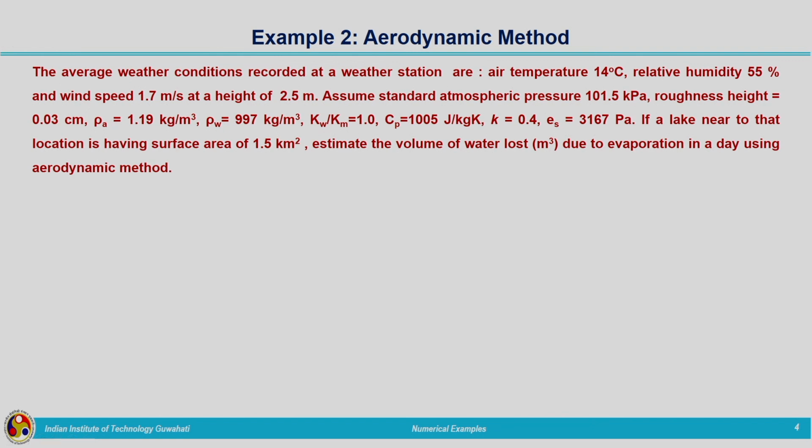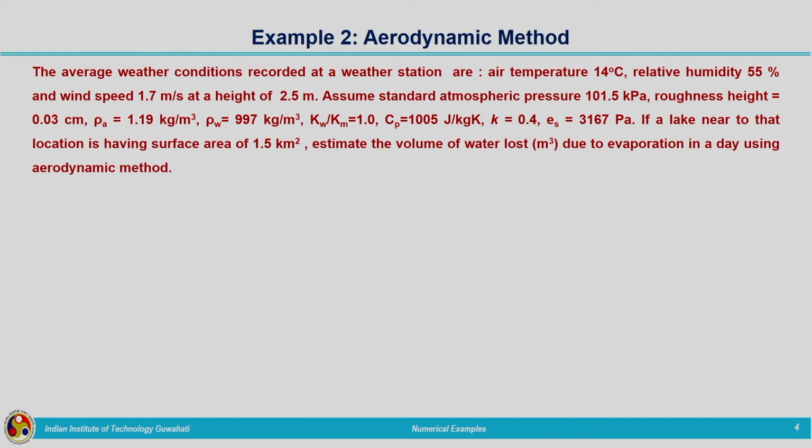Now, the second method is the aerodynamic method. In the energy balance method, we considered the predominant factor causing evaporation as heat energy or the net radiation. In the case of the aerodynamic approach, we have considered the wind velocity gradient and also the specific humidity gradient. Let us move on to the second numerical example. First, let me read out the question.